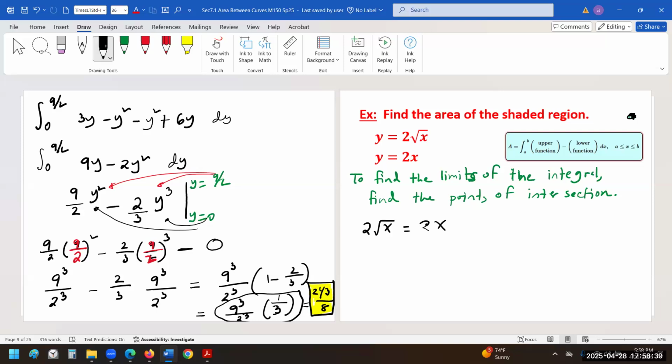The algebra, how do you solve for x? We can divide by 2. So they cancel out. We have square root of x equals x. And then you can do it mentally. What number, if you take the square root, becomes the same number? Definitely 1, right? One of them. But is 1 the only solution? What other number, if you take the square root, gives the same number? 0. Also 0.